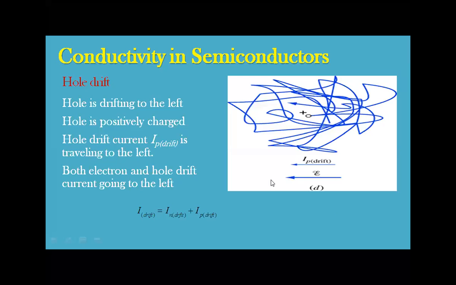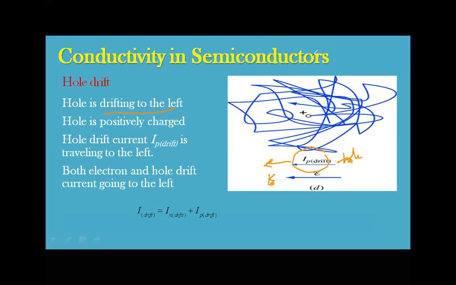So here is hole drift; now we are talking about holes, not electrons. The hole is also drifting, and since the hole is positively charged, the hole drift current is traveling to the left. This is the drift velocity for holes. Before, we were talking about electrons; now this is also in the field direction. So this is the electric field direction, and the drift is in the same direction. Both electron and hole drift currents go to the left only.